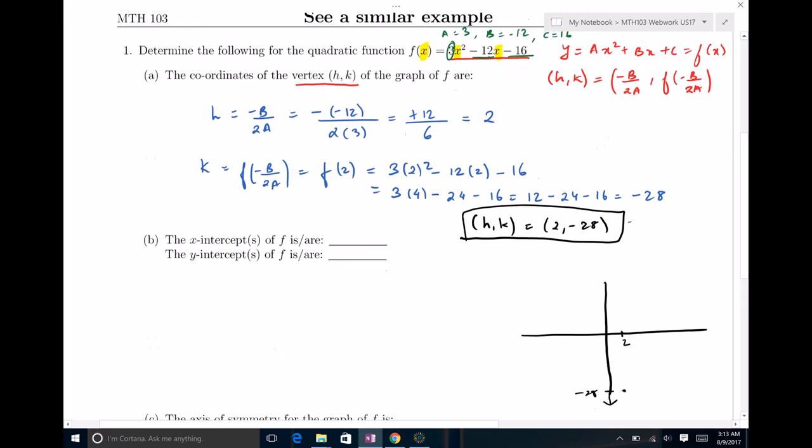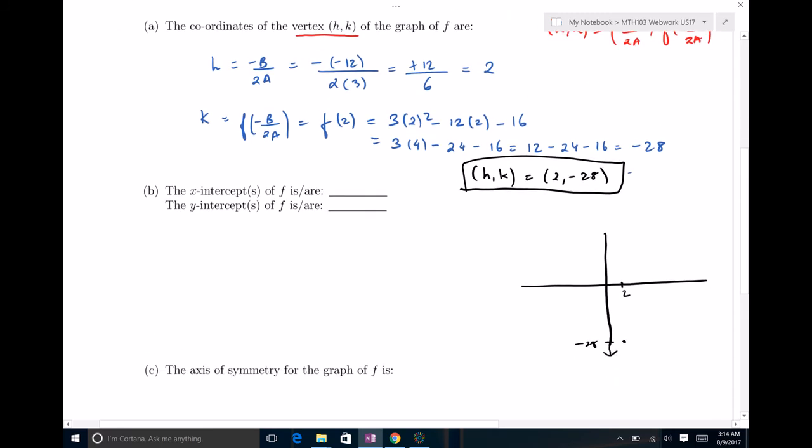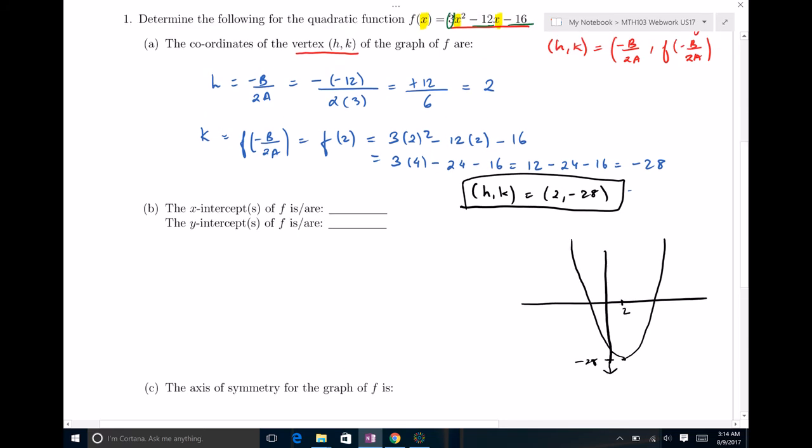And since the coefficient of x squared is 3, which is positive, this is going to be a parabola that faces upwards, so it looks somewhat like this. The picture is not drawn to scale. Which means there's going to be 2 x-intercepts and there's going to be 1 y-intercept. Now we want to find out what all these points are.